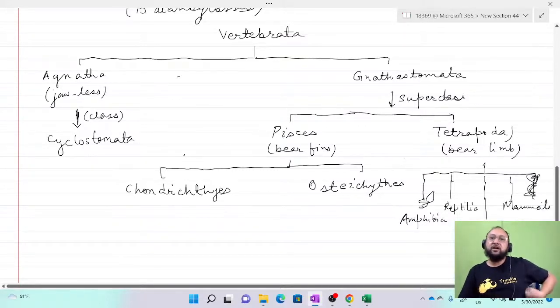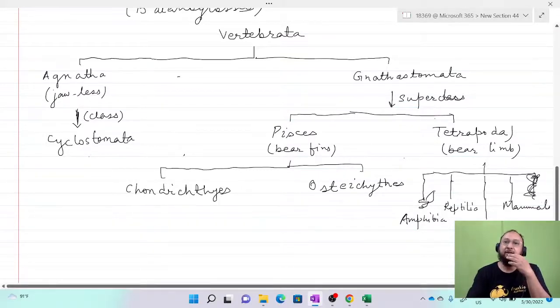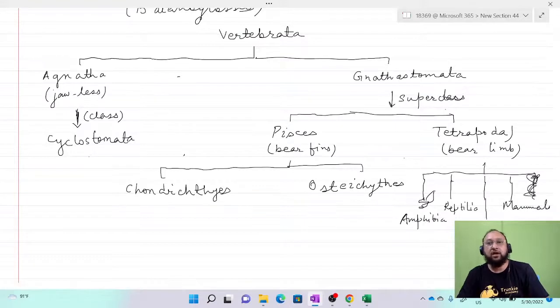So that means we can see how the subphylum Vertebrata is divided. There are two subphyla in Chordata, that is Protochordata and Vertebrata. In case of Vertebrata, there are two divisions. One division is called Agnatha, jawless animals, and one is Gnathostomata, which bears jaws. In Agnatha, there is only one group of animals called Cyclostomata, which has a circular mouth and no jaw is present.